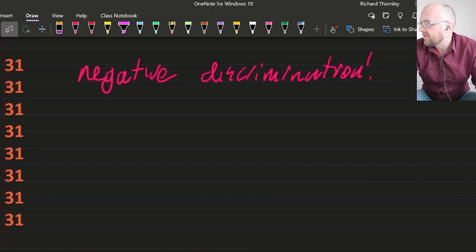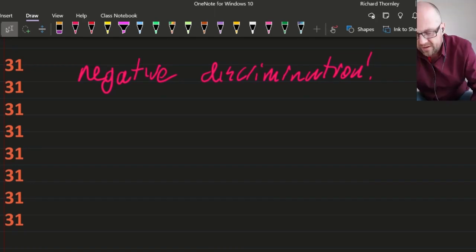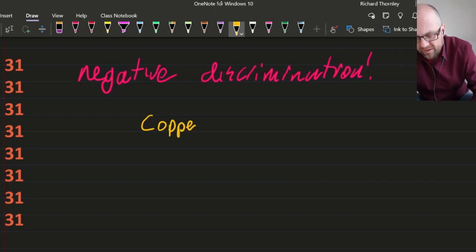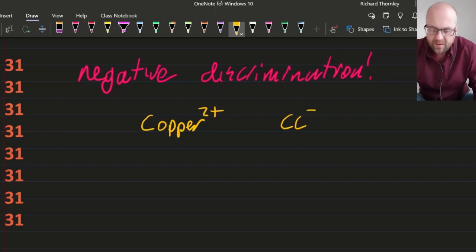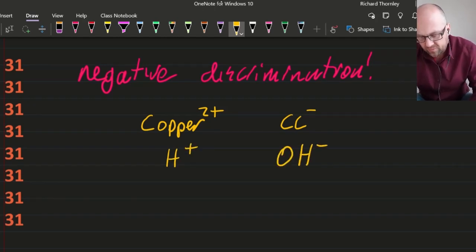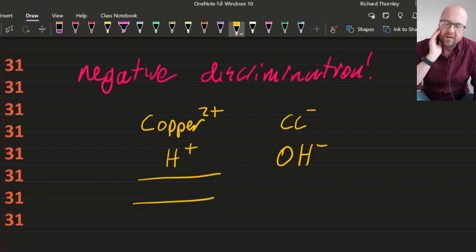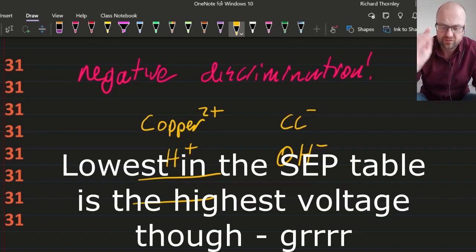So concentrated copper 2 chloride electrolyzed. So I've got concentrated copper 2 chloride. So I've got copper 2 plus ions, and I've got some chloride ions. Okay, and so it's aqueous, so that must mean I also have H plus ions and OH minus ions. So what's the rule? The rule is the lowest on the standard electropotential scale is preferentially discharged.